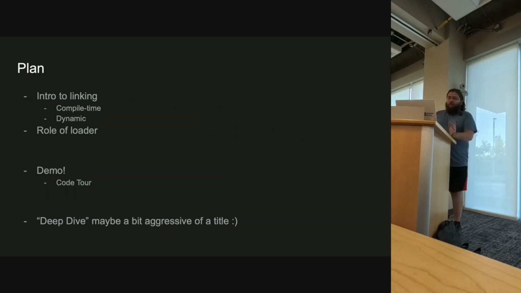Anyway, okay, so what's the plan today? We're going to talk about compile time linking before we talk about runtime linking, because you kind of have to understand what linking is before we can talk about dynamic linking. We'll talk about the role of the loader in runtime linking. Then I'm going to do a little demo code tour of how this all works in the SerenityOS code base. I'm going to whip out CLion and start scrolling through code. Hopefully that's what you guys were hoping for. Deep dive might be a little aggressive for the slides part, but hopefully the code tour helps scratch that itch.